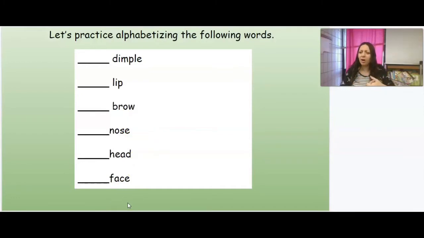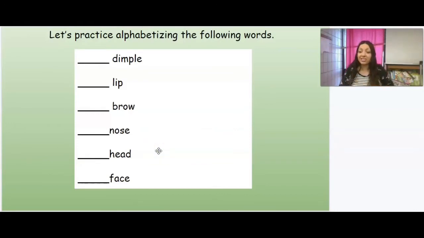What do you notice about all those words? What do they have in common? That's right, they're actually all body parts, and they're actually all body parts that are on your head and above. You've got your head, your face, your nose, your brow, your lip, and then dimples are if you have the little indents on your cheeks when you smile.